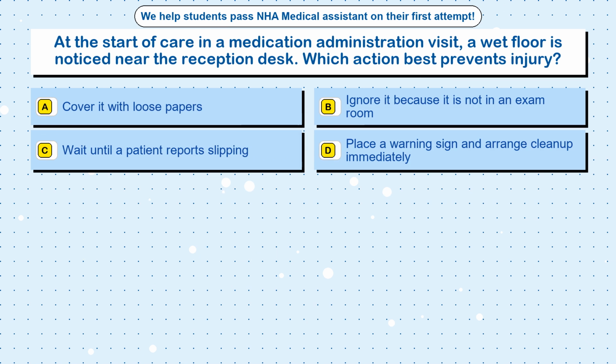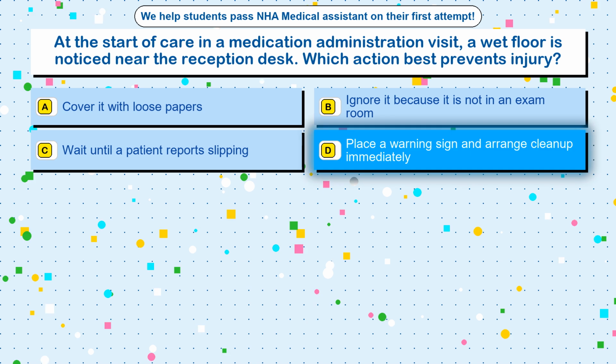Question 31. At the start of care in a medication administration visit, a wet floor is noticed near the reception desk. Which action best prevents injury? Option A, cover it with loose papers. Option B, ignore it because it is not in an exam room. Option C, wait until a patient reports slipping. Option D, place a warning sign and arrange cleanup immediately. The correct answer is option D, place a warning sign and arrange cleanup immediately.